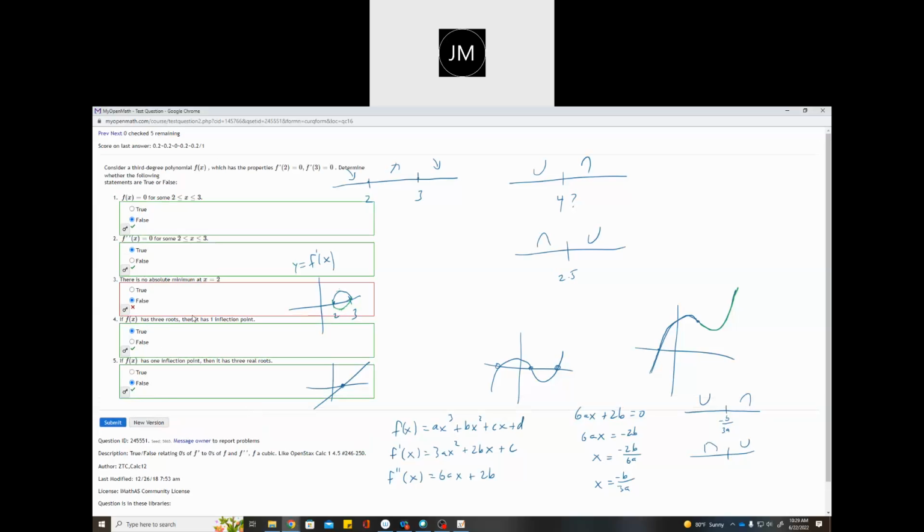Oh, what happened at 2? There's no absolute minimum at x equals 2. Oh, I'm sorry. There is no minimum. It's true that there's no minimum. We just said that the graph will not have a minimum. I didn't read that correctly. I just said it has a minimum. It does not have a minimum. Okay.